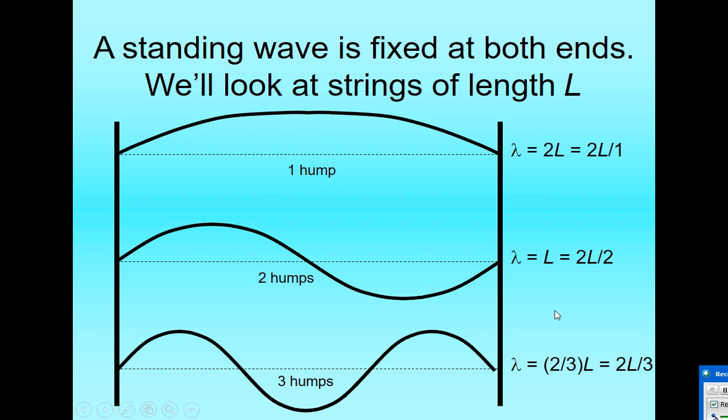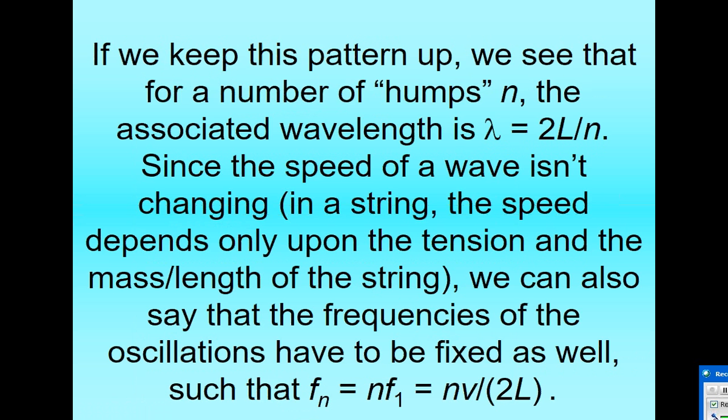And by this point in time, you've probably picked up the pattern. If I have n humps, then the wavelength is going to be equal to 2L over n. It's also still true that the frequency is equal to the speed divided by the wavelength. V equals f lambda means f equals v over lambda. V is not changing. The propagation speed of a pulse traveling down the string doesn't significantly change. The tension really isn't changing, and certainly the mass per unit length isn't changing. So the speed of propagation isn't changing.